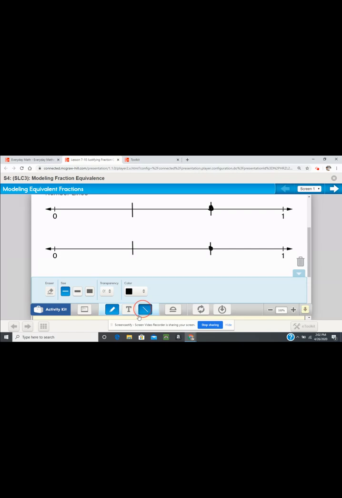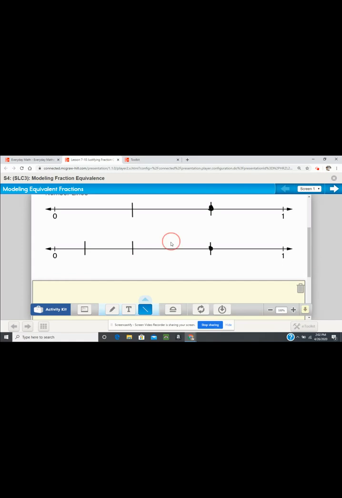Now, my thought process is, if I take those thirds and I cut them in half, they're still going to be equal as long as I do the same amount. So I'm going to cut every section that I have in half. Now instead of thirds, I should have 6 equal sections. 0/6, 1/6, 2/6, 3/6, 4/6, 5/6, 6/6.